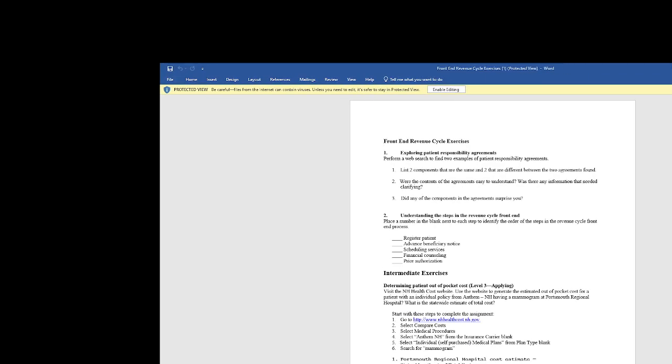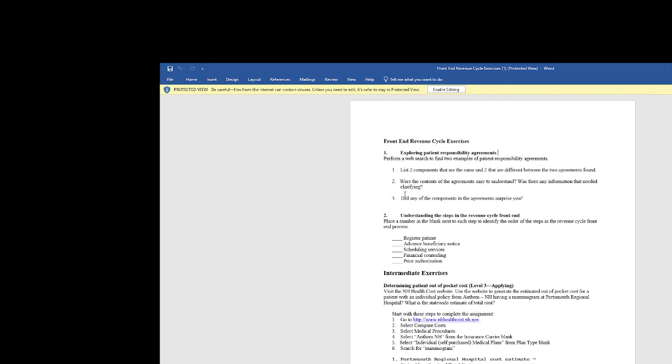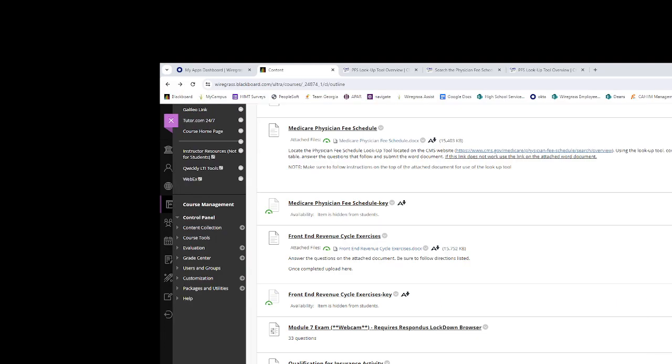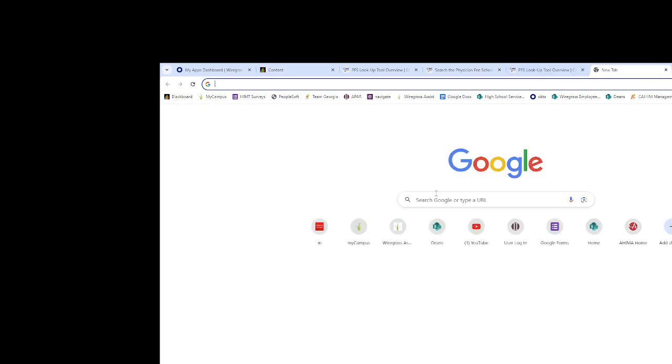All right, so now with this one, this has got different components, and it's taken me through different areas here. So the first thing is perform a web search to find 2 examples of patient responsibility agreements. So I'm just going to web search that, patient responsibility agreements. I'm going to copy. I'm going to do this.